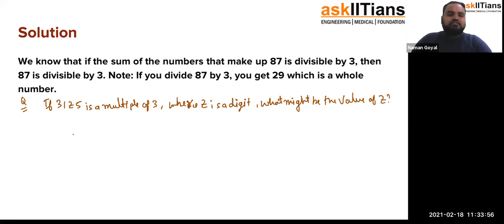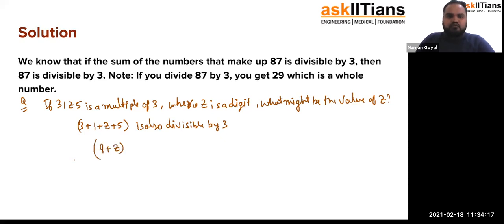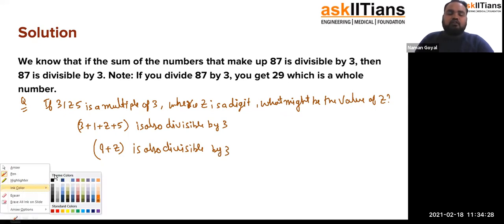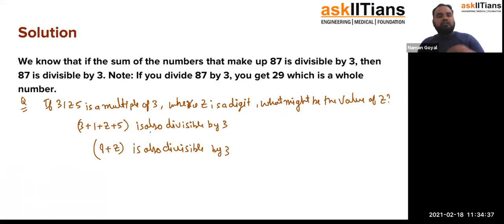So if this number is divisible by 3, then 3 plus 1 plus z plus 5 is also divisible by 3, isn't it? So 3 plus 1 is 4, 4 plus 5 is 9. So it becomes 9 plus z is also divisible by 3. Okay. Now see, that number 9 plus z cannot be less than 9. Why? Because the value of z must be positive or 0, right? So it cannot be negative.